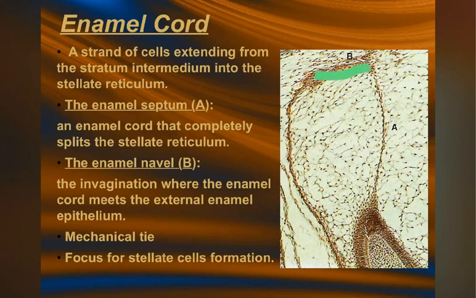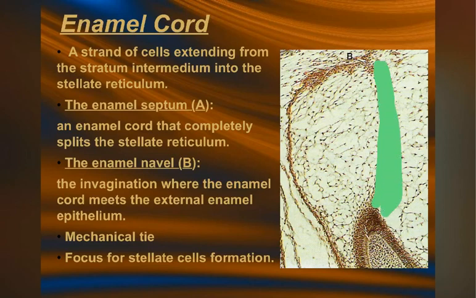Enamel navel, which is letter B here, is a depression where the enamel septum connects with the outer enamel epithelium. The enamel navel is the invagination where the enamel cord meets the external enamel epithelium. Whether cord or septum, they both act as a mechanical tie and a focus for stellate reticulum cell formation. So they are stem cells.